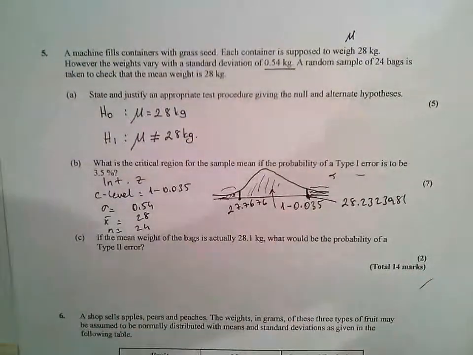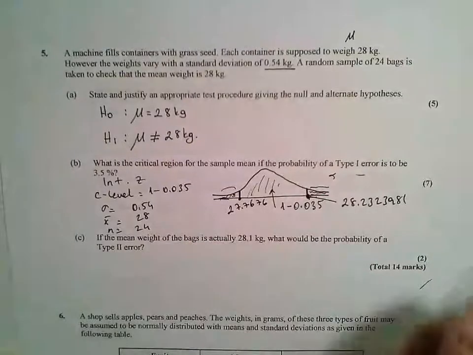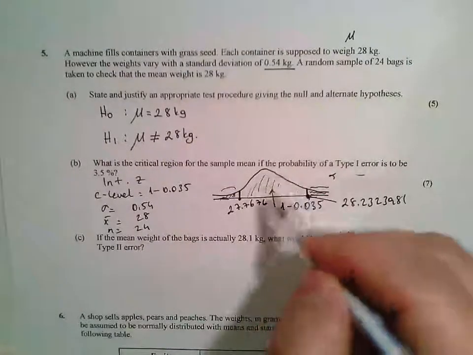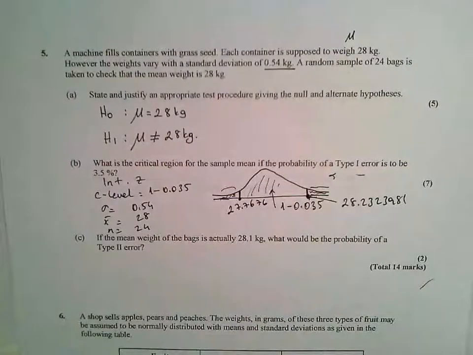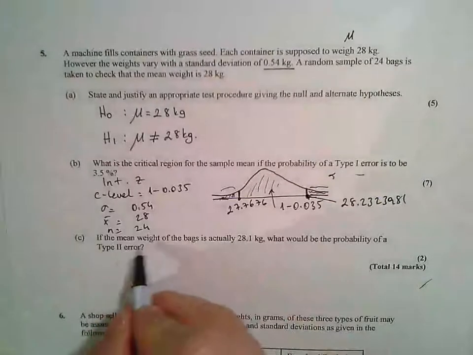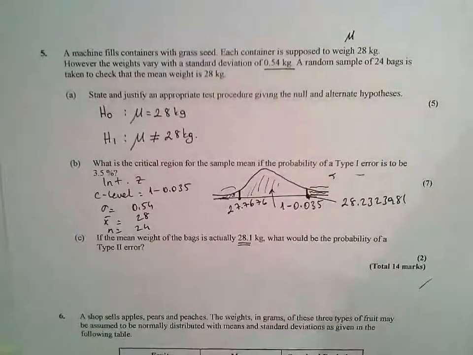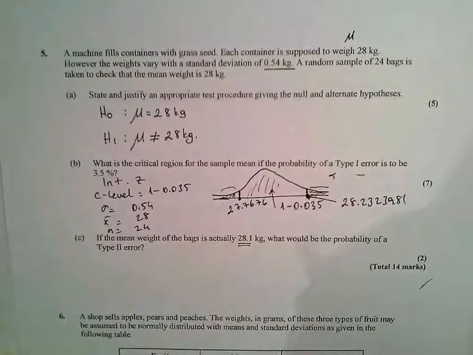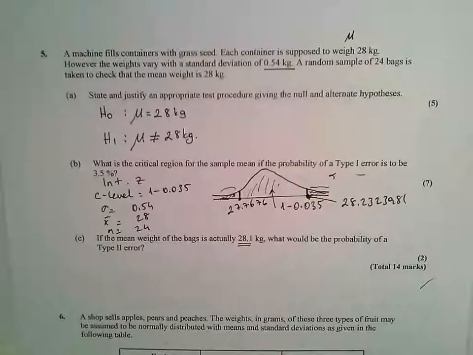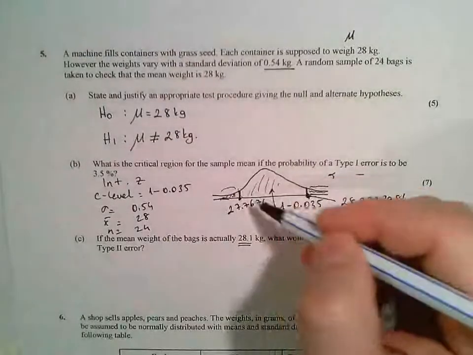Okay, type 2 error. What is the type 2 error? So we accept the null hypothesis actually when it's wrong, right? So we know the right one. It says the mean is actually 28.1 kilograms. What is the type 2 error? The type 2 error is over here, this area.